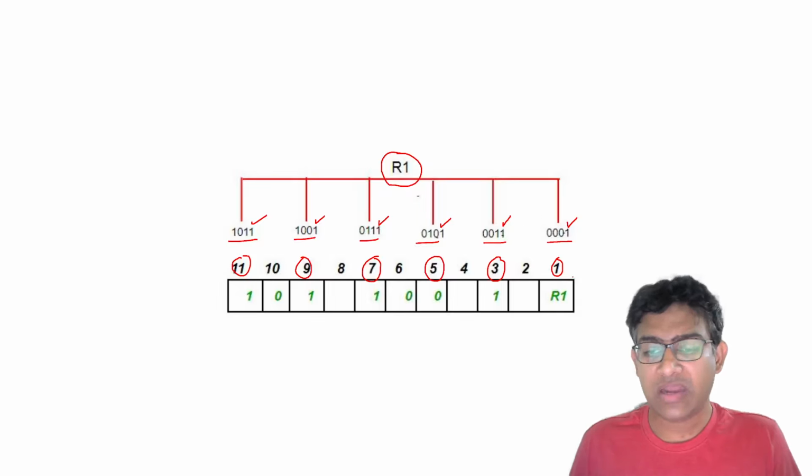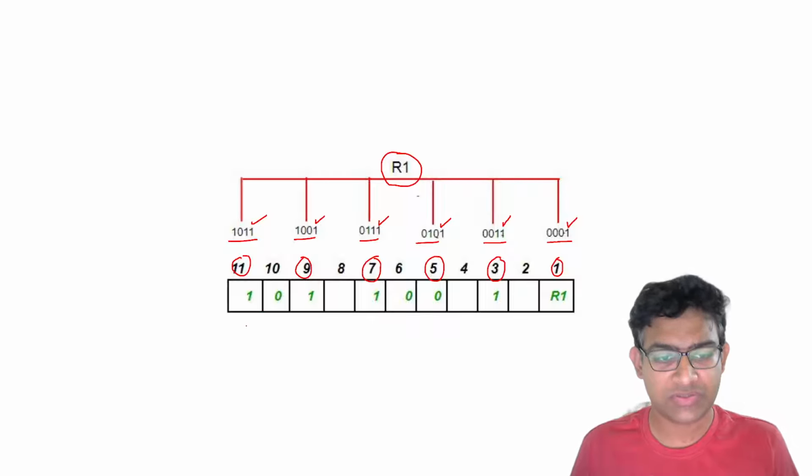And how do you calculate R1 here? We do even parity. So let's calculate how many ones there are when you consider all of these positions. So here we have a 1. Here there is another 1. Here there is another 1.